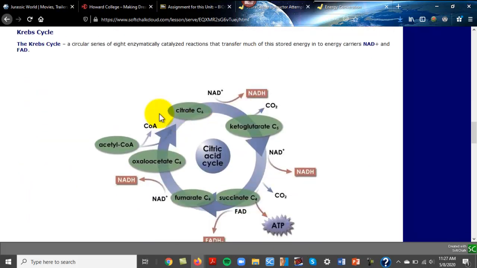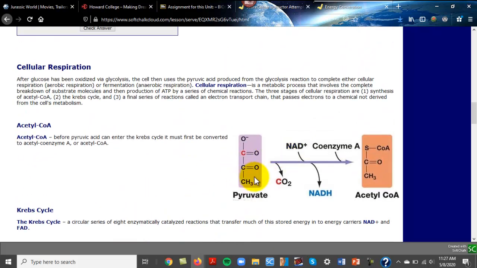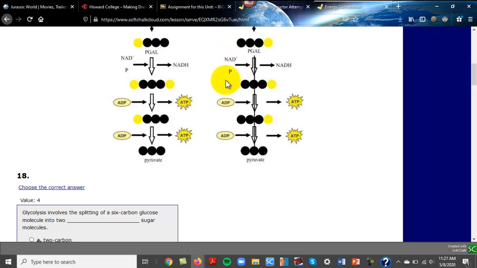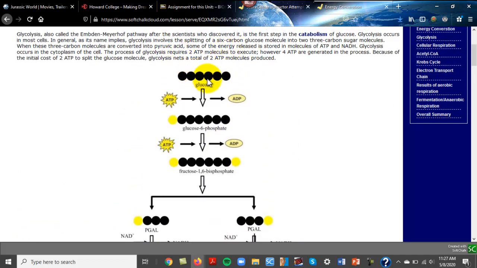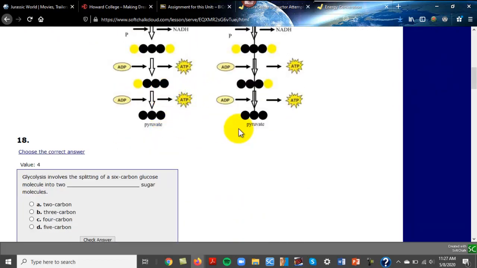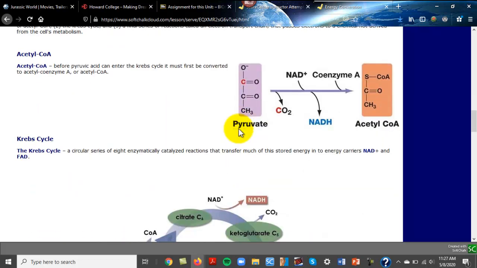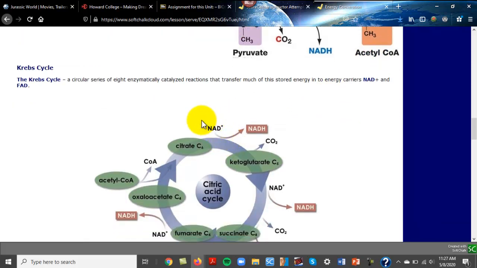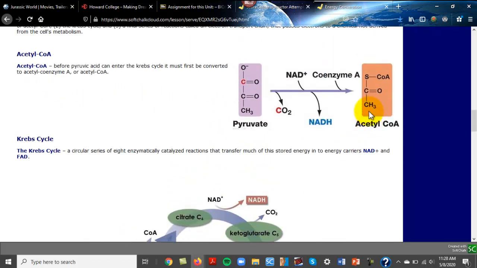So to start this process, the glucose was split from these 6 carbons down to these 3-carbon pyruvates. For pyruvate to go through the Krebs cycle, it must be converted into something called acetyl-CoA, or coenzyme A. And then that goes through the Krebs cycle. And you can see here there's some carbon dioxide produced. Carbon dioxide is the byproduct of cell respiration. And human beings and animals breathe that off when they exhale.